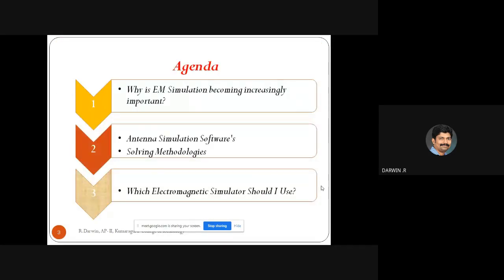So this is my agenda roadmap for this program. First is why EM simulation is becoming increasingly important these days, followed by antenna simulation software, that is, the leading software available in the market now, and the solving methodologies used in various software and their efficiency. And finally, the big question: which electromagnetic simulator should I use? That is the big question that we all have.